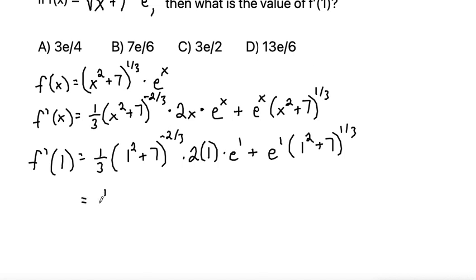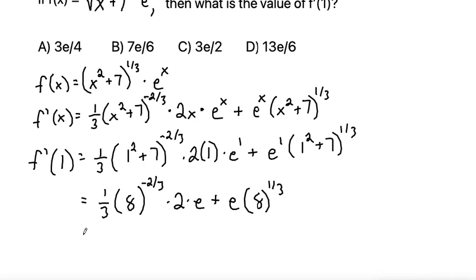Okay, and simplifying from here, we have 1/3 times 1 squared is 1 plus 7 is 8. So this makes 8 to the power of negative 2/3, and then times 2 times e, plus, then we have another e times 1 squared is 1 plus 7 is 8, 8 to the power of 1/3.